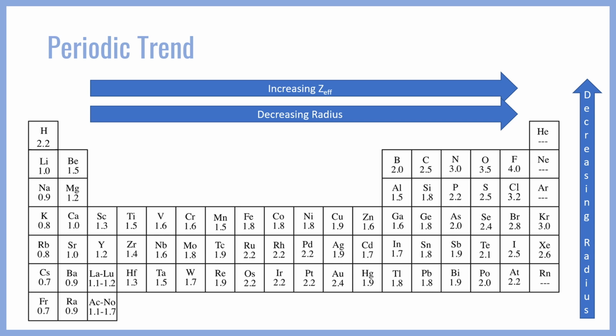Let's also go ahead and look at the periodic trend associated with electronegativity. We see that the electronegativity values increase from the left towards the right-hand side of the periodic table, mirroring the trend of effective nuclear charge.